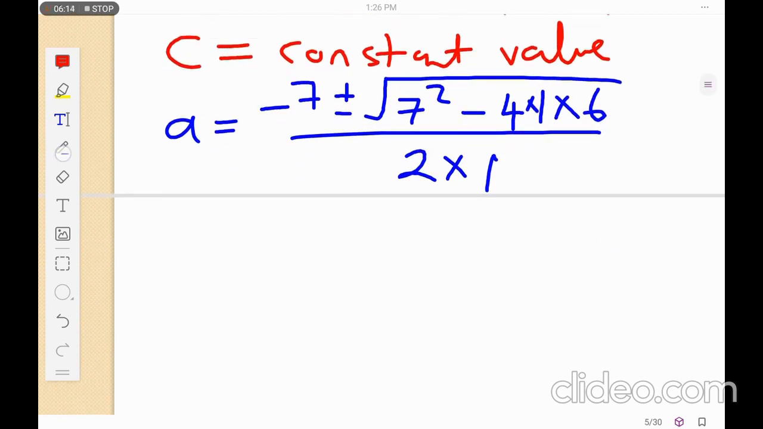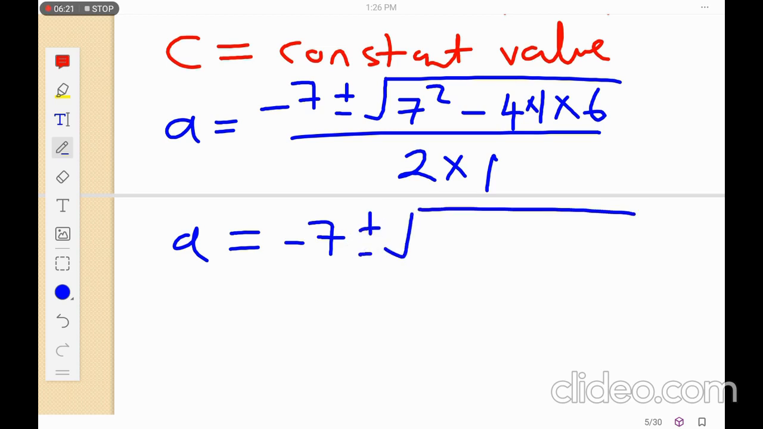Now multiplying, we will get our a is equal to minus 7 plus or minus square root of 7 squared. We get 49. 7 squared there, we get 49. Let's write our 49 there.